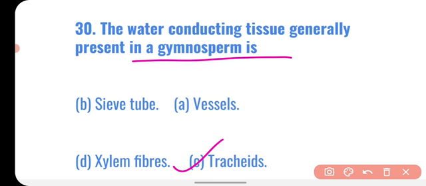Gymnosperm plants are those plants which have naked seeds. Their seeds are not covered inside a fruit. They are called gymnosperms, like the Christmas tree.